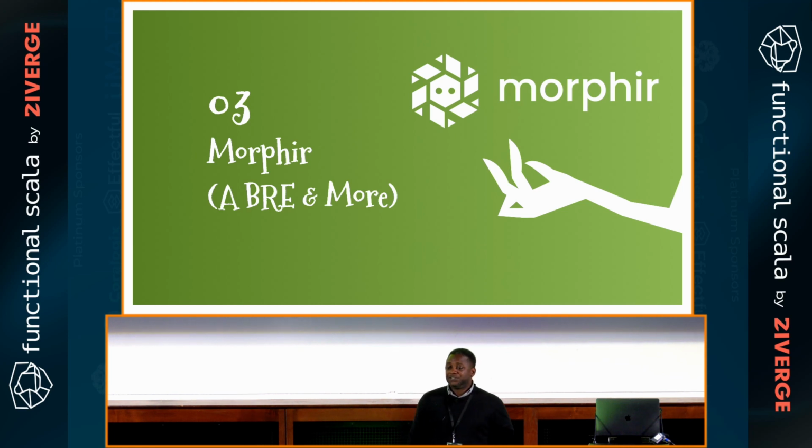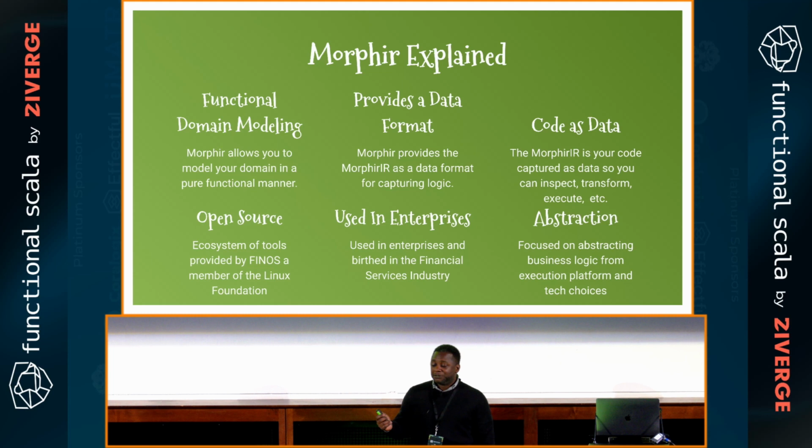So I want to introduce you to something known as Morphir. Morphir is an open source project under the FinTech open source organization, FINOS. It was actually donated from Morgan Stanley, where I used to work. It allows you to capture your logic, your, wait for it, business rules in a data format.